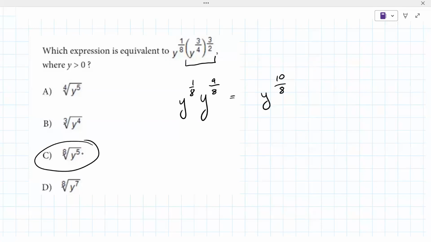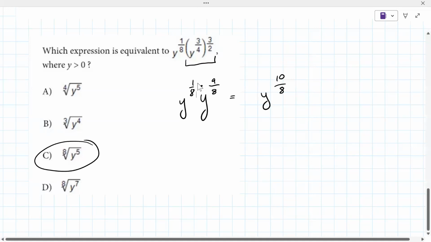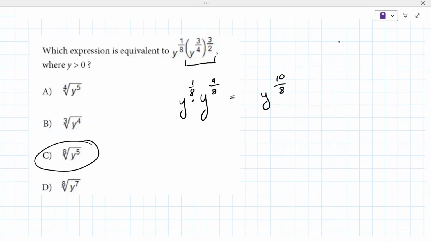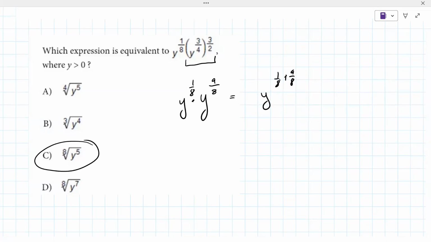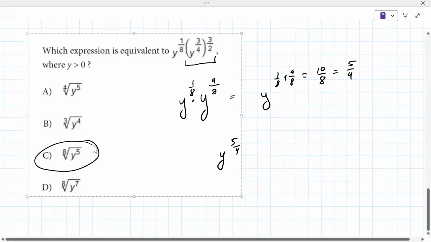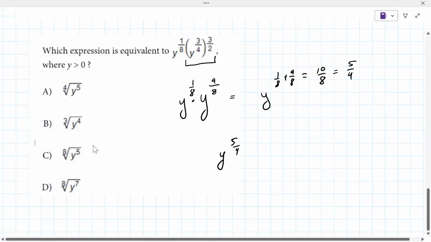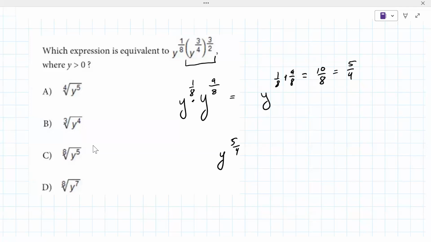So when you're multiplying the bases, you add the exponents. So you got 1/8 plus 9/8, which is 10/8. And that reduces to 5/4. So what would you like to change your answer to now? A. It is A. Good.